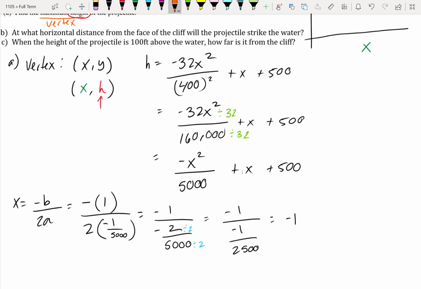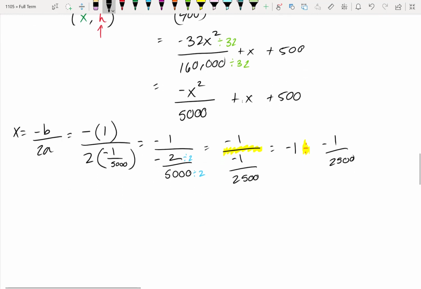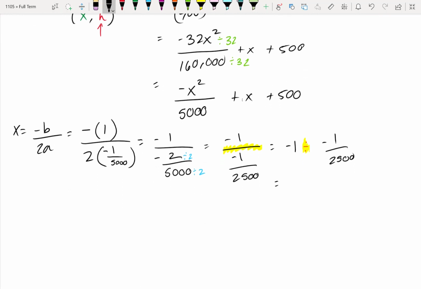divided by negative 1 over 2,500. Remember that this division symbol is the same thing as the line. So we keep, change, flip. You keep the first one, change the sign in the middle, flip the second one.